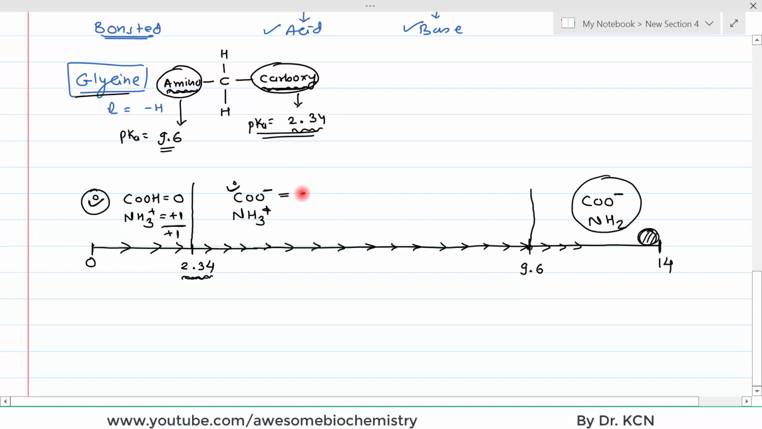Here the carboxy group carries minus 1 charge, the amino group carries plus 1 charge. So net charge is 0. Here the carboxy group carries minus 1 charge and the amino group carries 0 charge. So the net charge is going to be minus 1, right? So this situation is interesting.